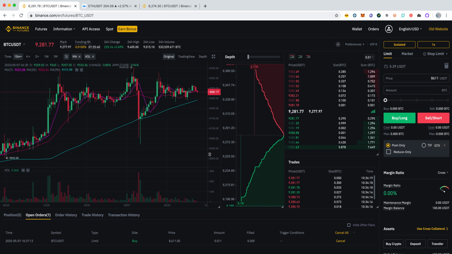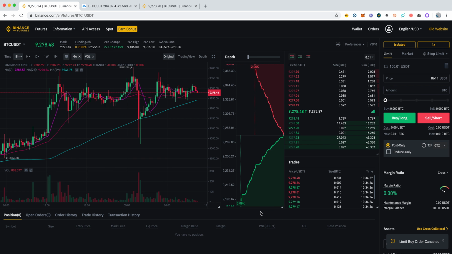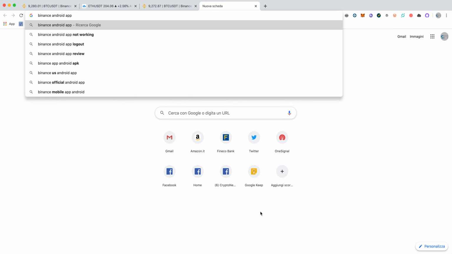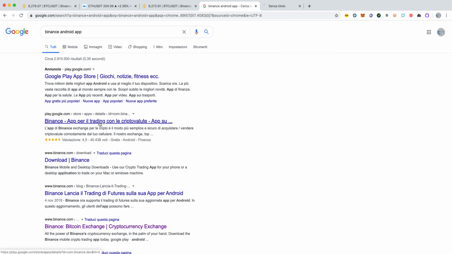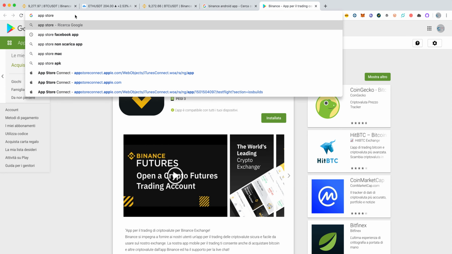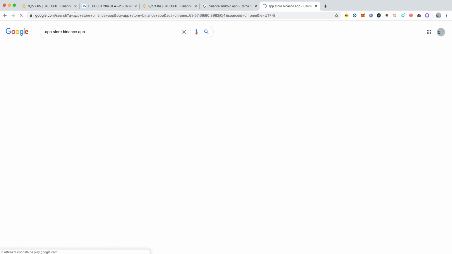So, scalping inside the trend. Yeah, this is actually how it works. You can cancel here, and it's quite simple. The same logic applies in the mobile application. You can download the Binance Android app, for example. This is the Binance Android application I have already installed. You can find it also on the App Store.